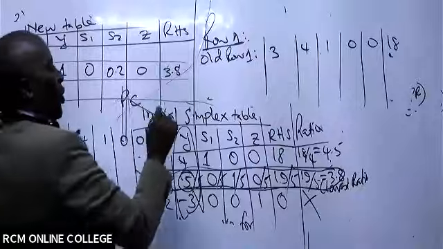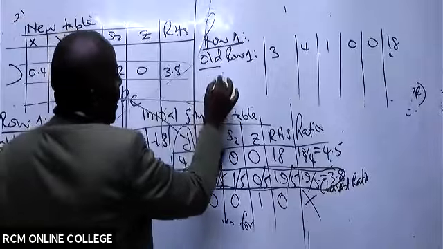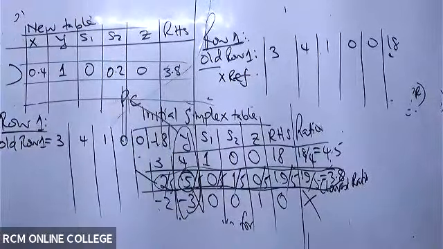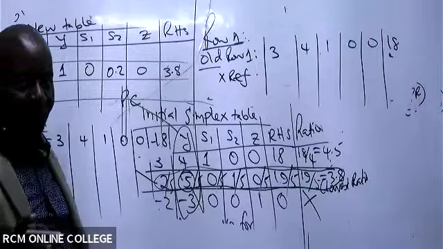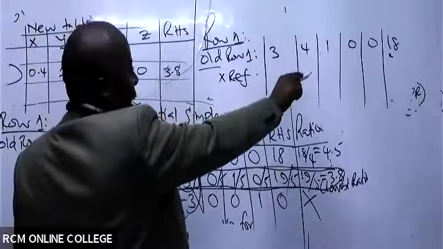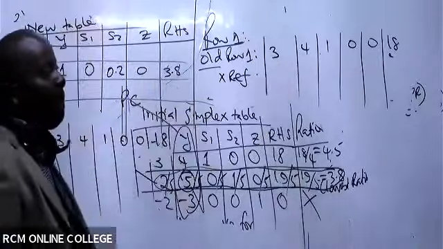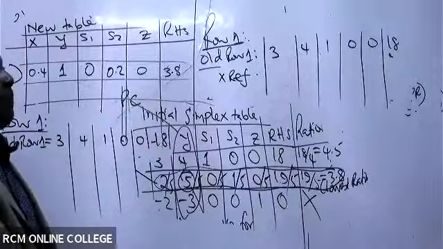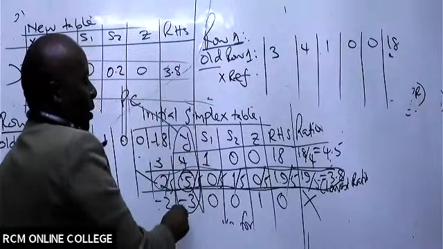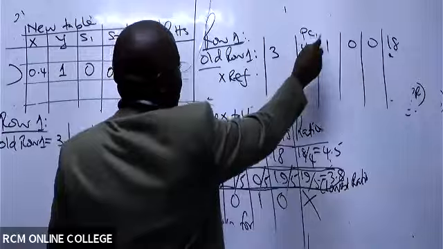And then we're using row reduction. You say minus something times reference. Now, please listen to me very well. When you look at this old row 1, where is my pivot column? My pivot column is on top of number 4. So this is where we have our PC value.